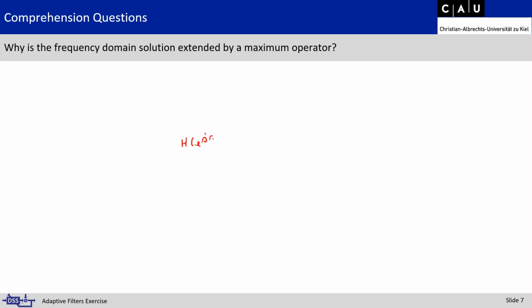H equals the result of a maximum operator, and the first parameter is H min, and the second is our frequency domain solution, very often with the overestimation factor, and we certainly have estimates of our PSDs there. So by using the maximum operator, we introduce a lower bound H min to the Wiener filter weights.